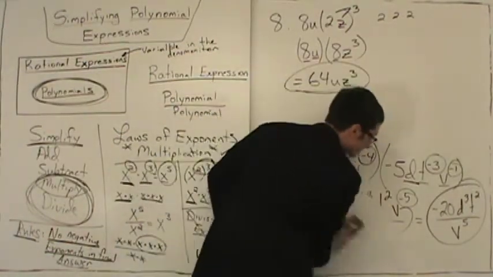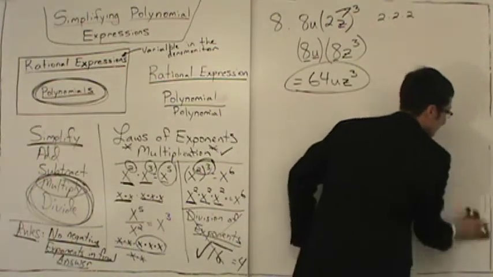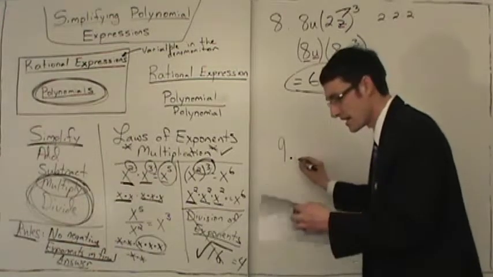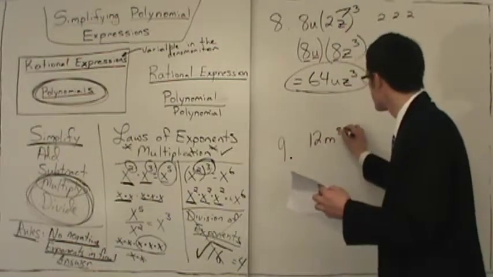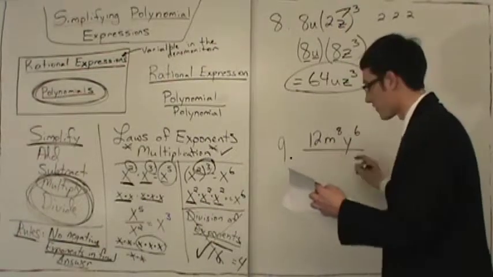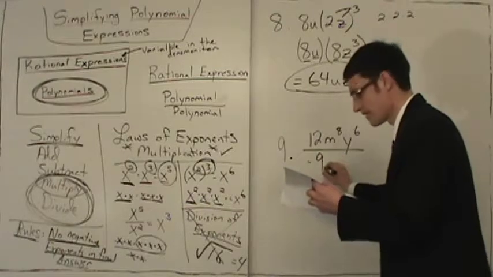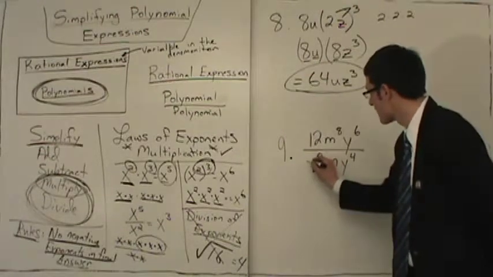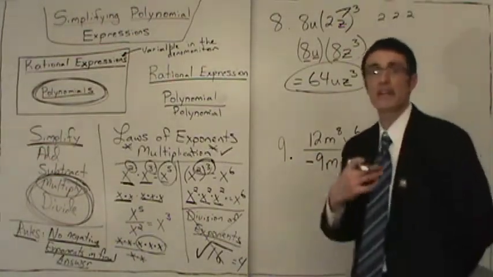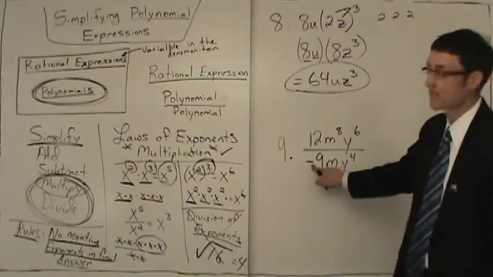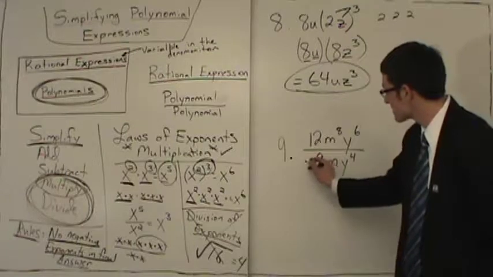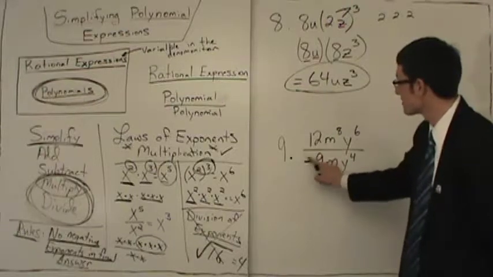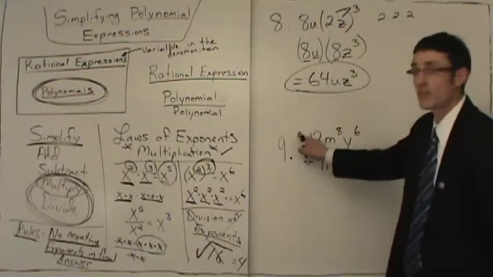Number 9 on the sheet. Let's see. Number 9 says, now we're getting into canceling. Number 9 says 12 m to the 8th y to the 6th over negative 9 m y to the 4th. Okay, now in this case, notice we have a negative in front of the 9. Is the negative connected to the 9? No, the negative is separate. So this is, again, different from negative exponent, but it floats around. Negative represents negative 1. It can float around, so you can put it out front or you can put it up top. It's generally the convention to put this in the numerator. So we're going to take this negative, move it to the numerator in a moment.